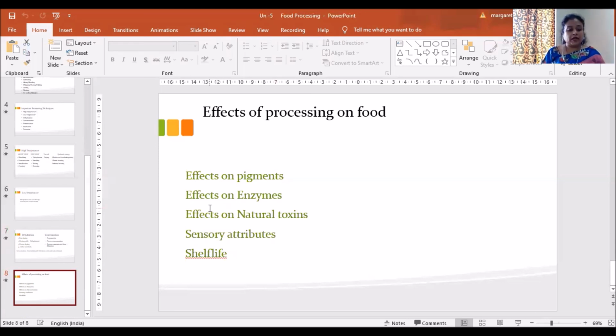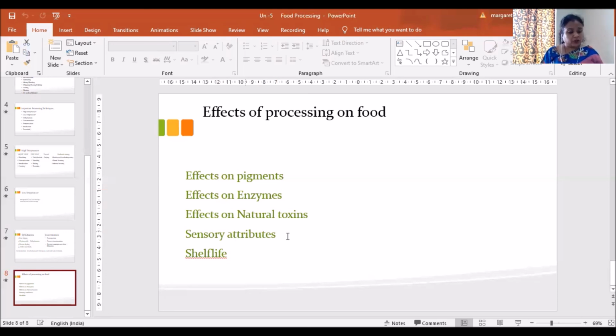Then effects on enzymes. These enzymes help in ripening, and if not controlled, cause over-ripening of natural food products, like I told you about browning. Because of the natural enzymes, products like brinjal, apple, potato turn brown in color. So they can bring changes in food color, texture, flavor, appearance, mouth feel, as well as nutritive values.